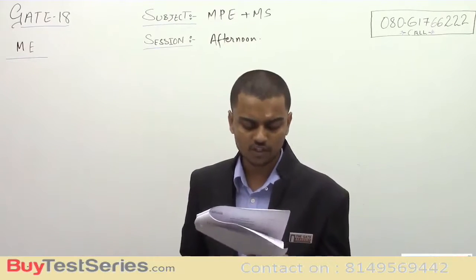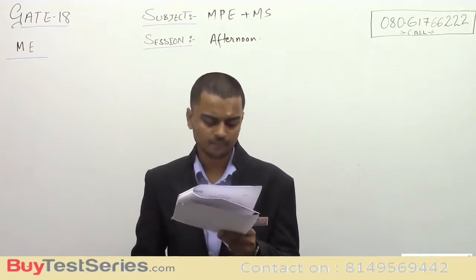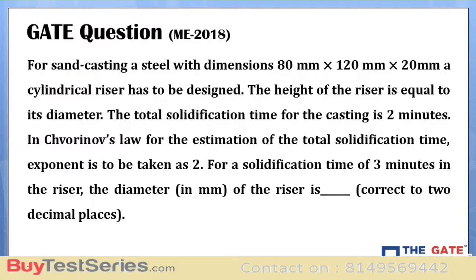Now we'll discuss question number 33, and it is from casting. The question is, for sand casting a steel with dimension 80 mm into 120 mm into 20 mm, a cylindrical riser has to be designed. So for a steel plate, we have to design a cylindrical riser. The height of the riser is equal to its diameter. It is given. The total solidification time for the casting is 2 minutes.